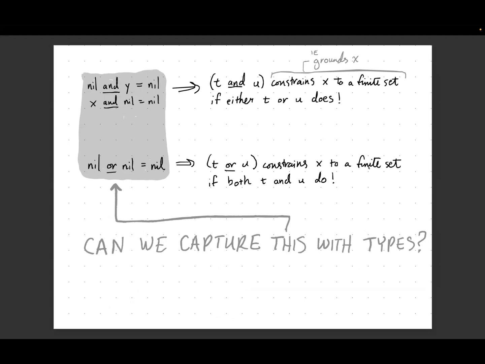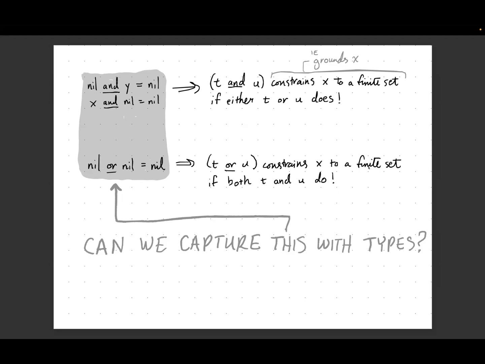And this is important because it means that if either of its arguments constrains x to be a finite set, then t and u constrains it to be a finite set, because it's guaranteed to be nil, right? Right, the set of things that t and u is non-nil on is going to end up being the intersection of the set of things t is non-nil on and the things u is non-nil on. So if either of those is finite over a particular variable, this will be finite.